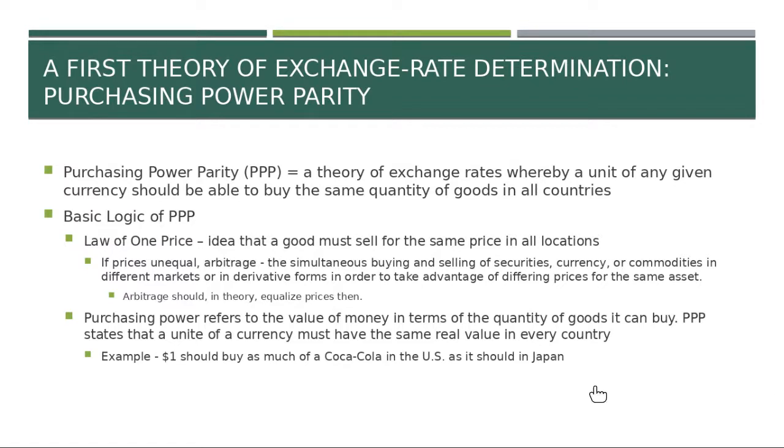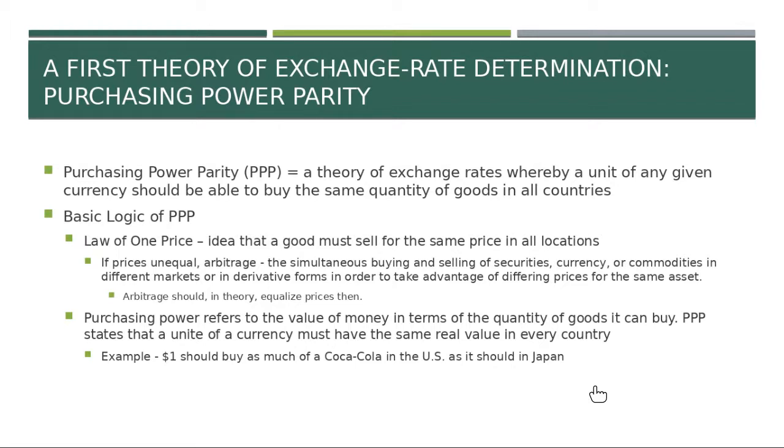Now, the basic logic of PPP is as follows. It's the law of one price, and this is the idea that a good must sell for the same price in all locations. The reason we have this assumption is that if prices are unequal, you get arbitrage, which is the simultaneous buying and selling of securities, currency, or commodities in different markets or in derivative forms in order to take advantage of different prices for the same asset.